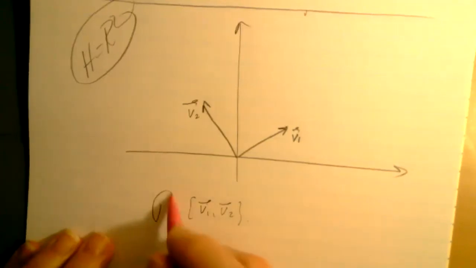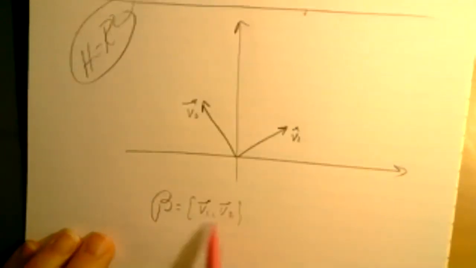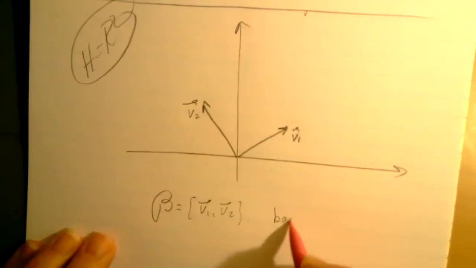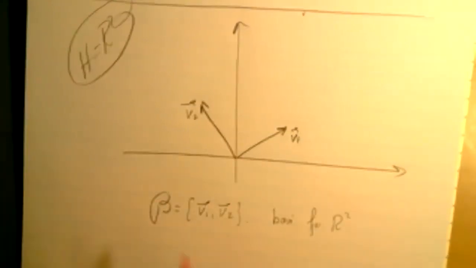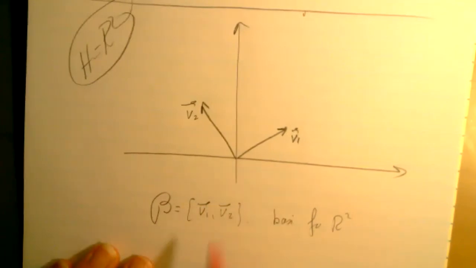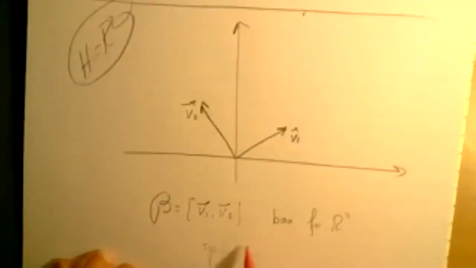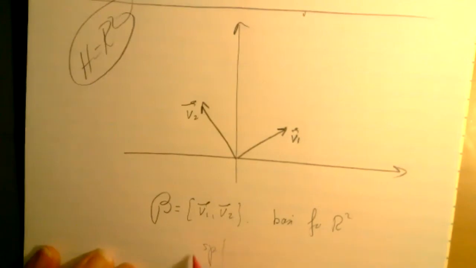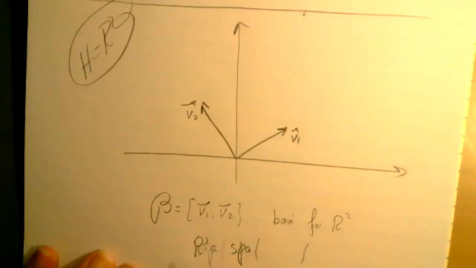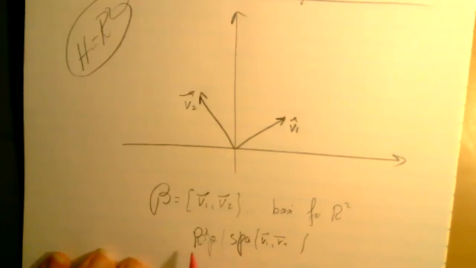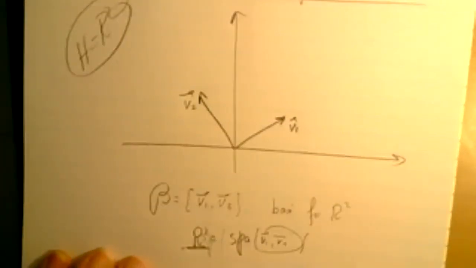So we're gonna call B to be V1, V2, and those form a basis for R2 because they are linearly independent. That's what the picture tells you. And when you span them, you get all of R2. So R2 is the span of those two vectors. So what does this mean? R2 is the span. It means any vector in R2 can be written as their linear combination.